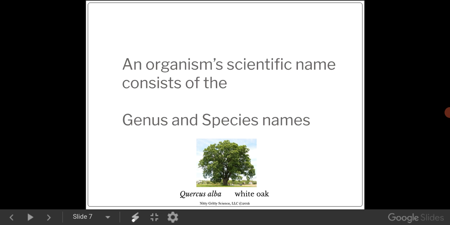An organism's scientific name consists of its genus and species name. Like this white oak, its genus is Quercus, and its species name is alba, so the white oak is a Quercus alba.